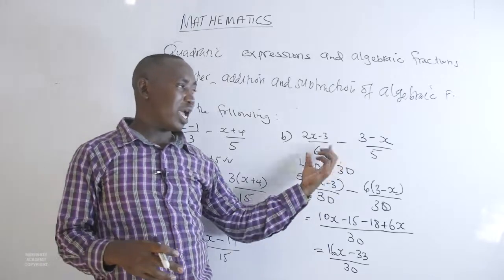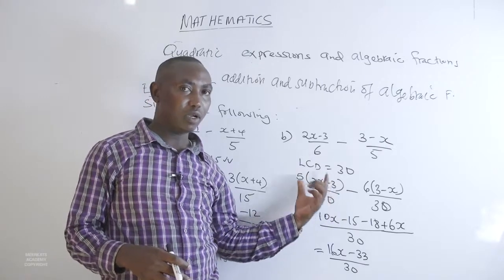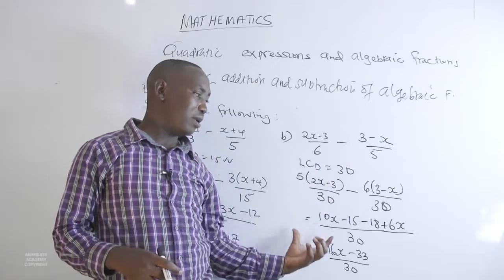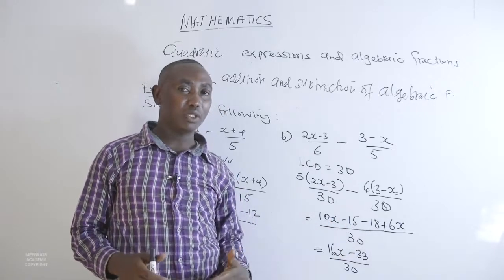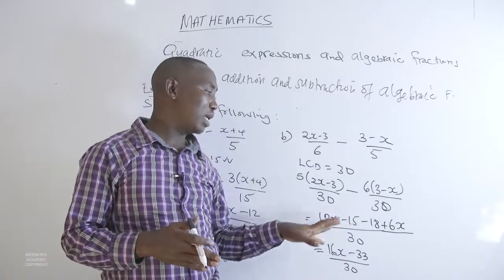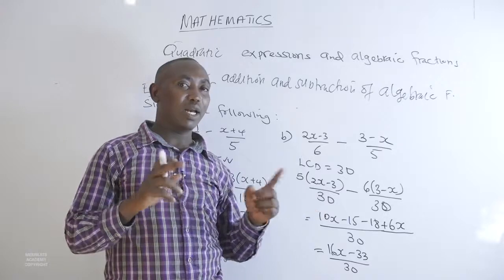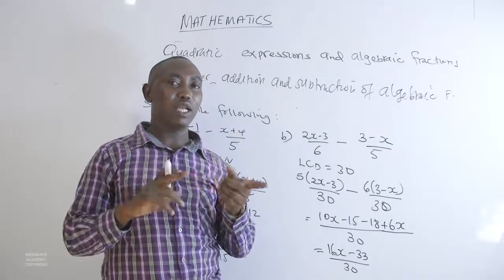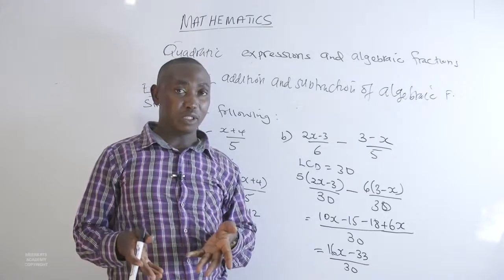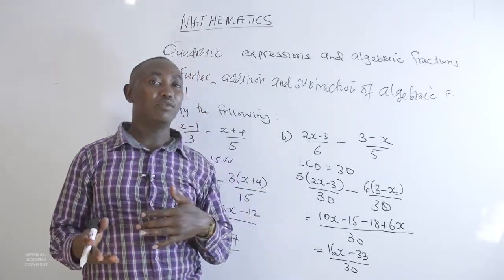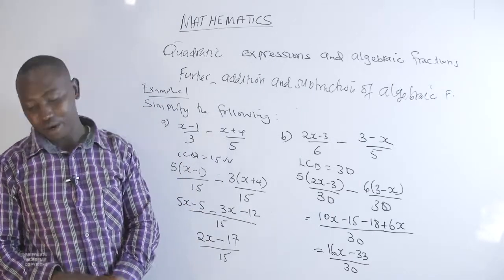So we look for the LCD, express the two fractions in terms of the new denominator, then move in and either add or subtract. But before you do that, you must expand, and whenever you expand, take note: positive and a negative will give you negative. Negative, positive will give you negative. Negative, negative will give you a positive. Of course, positive, positive goes without saying that the result is going to be a positive number.